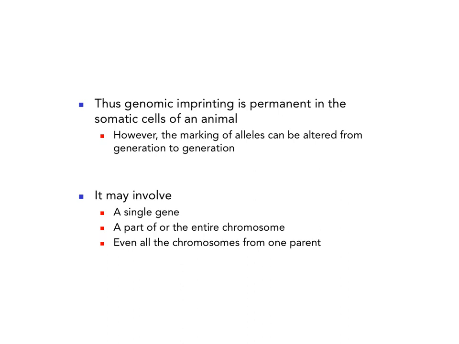Okay, so as a result of this, genomic imprinting is permanent in terms of the somatic cells of an animal. But what you can do is alter the marking of these alleles as you move from generation to generation, i.e. in the germline cells. That's where you get a change. So it can involve a single gene, a part or all of the chromosome, and in some cases it can be all the chromosomes from one parent.